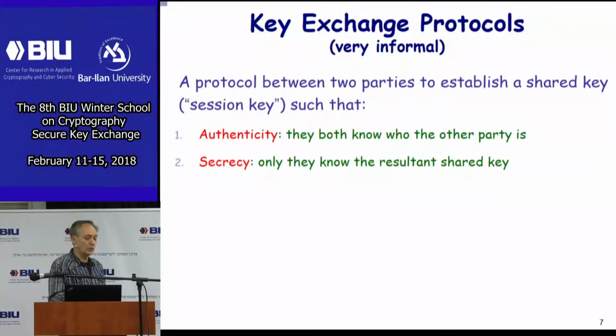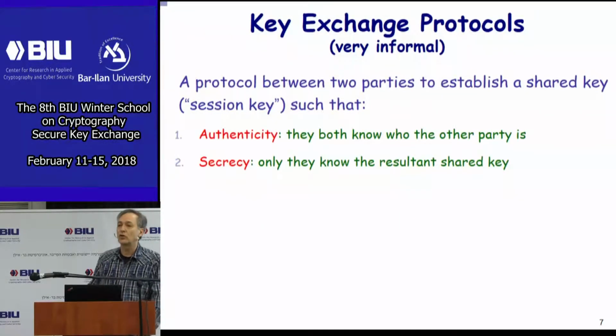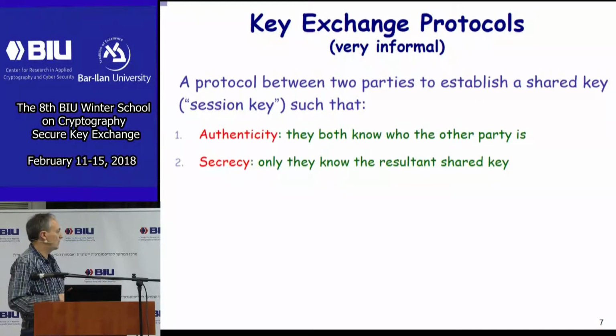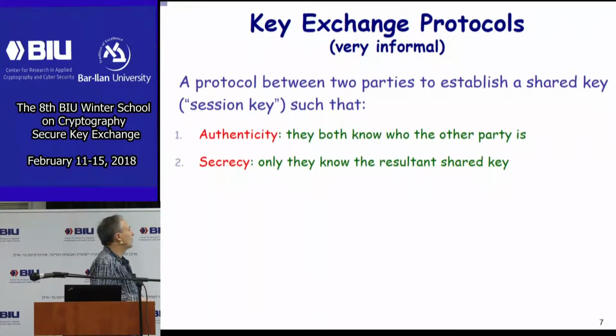They want to know who the other party is, if they're going to send confidential information, or if they're going to get authenticated information with some instructions to do something, they want to know who this person is. And of course, secrecy: only the two parties know the key that they have shared.